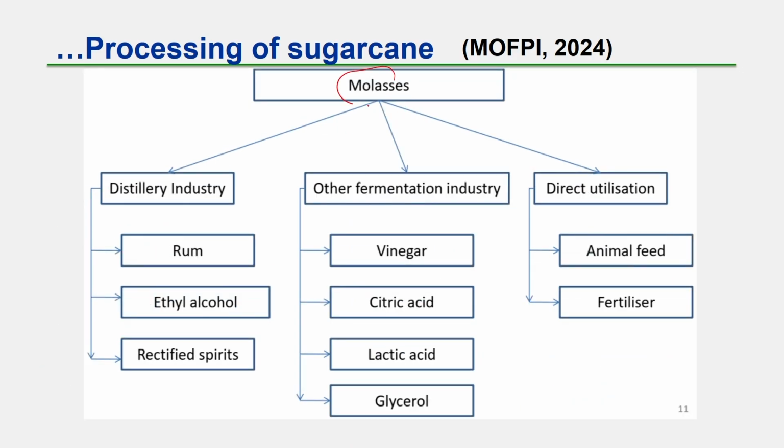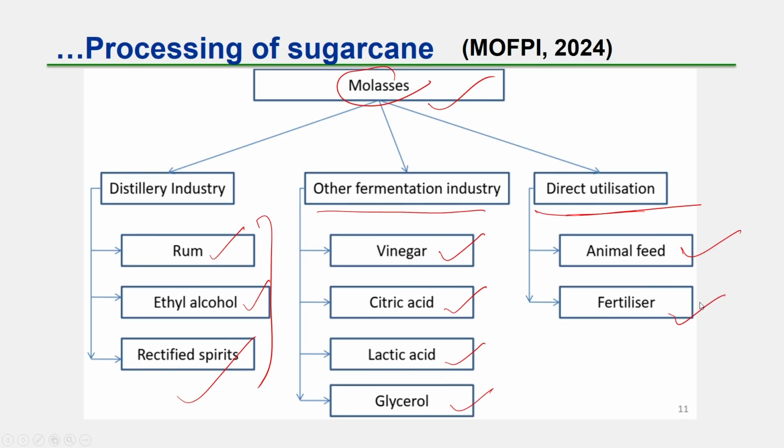Now, molasses, shira, can be used for the distillery industry, where one can make rum, ethyl alcohol, and rectified spirits. So, a variety of diversified products can be produced from molasses in the distillery industry. There are some other fermentation industries where molasses can be used to produce vinegar, sirka, citric acid, lactic acid, and glycerol. Similarly, molasses can be used directly in animal feed, and also as a fertilizer. So, you are seeing that very many diversified products can be obtained from sugarcane.